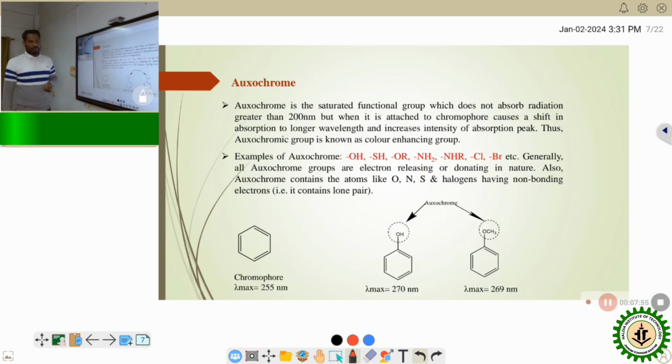Now we discuss oxochrome. An oxochrome is a saturated functional group that does not absorb energy above 200 nanometer, but when it is present with a chromophoric group, the color intensity of the chromophore increases. Functional groups like OH, SH, NH2, NHR are known as oxochromes. For example, benzene itself absorbs at 255 nanometer, but when an OH group is attached to the benzene ring, its absorption shifts to 270 nanometer, that is, to a longer wavelength region. So this type of functional group is known as an oxochrome.